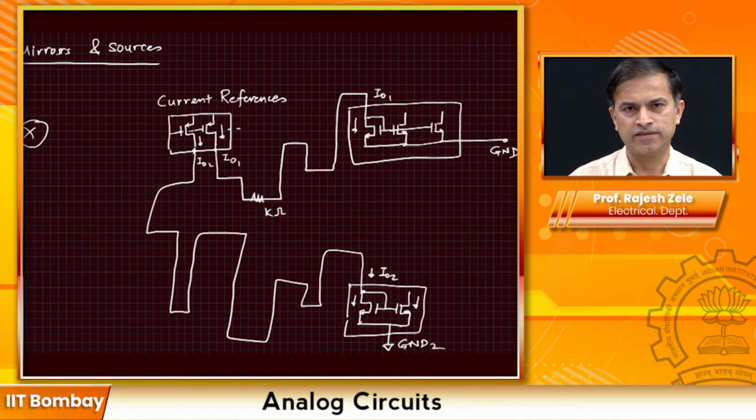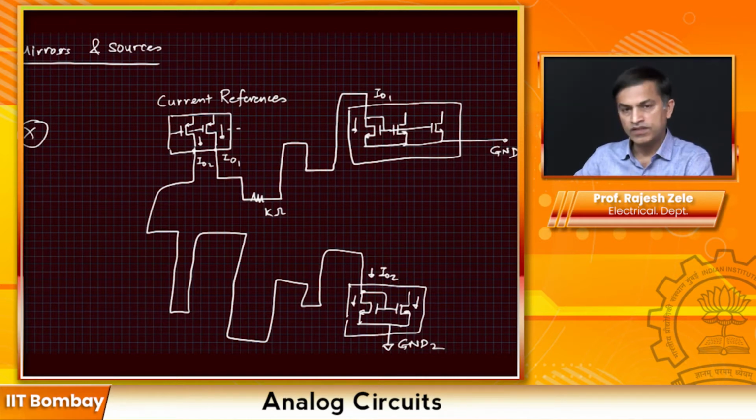And this particular method works very well on the chip because even though physically they are far apart, you are able to faithfully replicate currents all over the chip. So the key block here is the current reference. How do you generate a current reference? That we are going to address later on in this course.